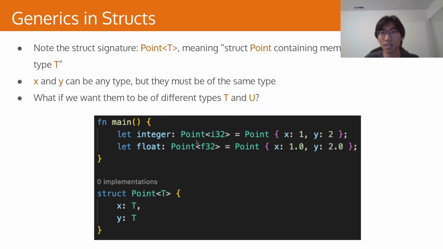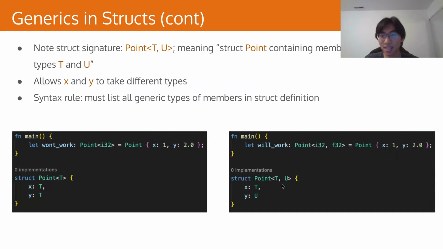So first, let's cover generics and structs. So here we have a struct Point<T>, which means a struct containing members with generic type T. And then here we see that x and y can be any type. That's what T stands for. But they must be the same type because they are both of type T, right? But what if we wanted them to be of two different types? Well, on the next slide, we see we can just define it to be with two different types, right?